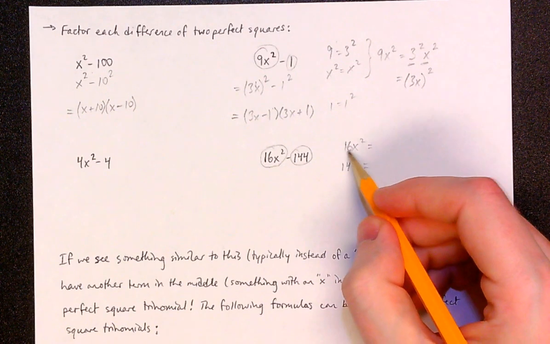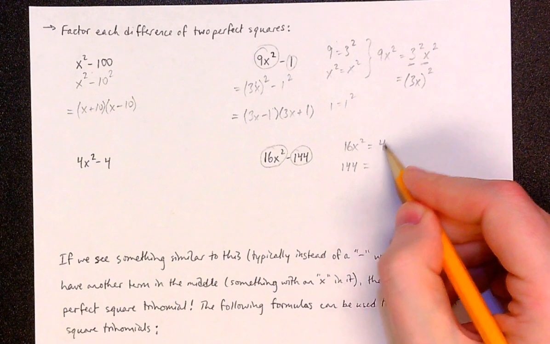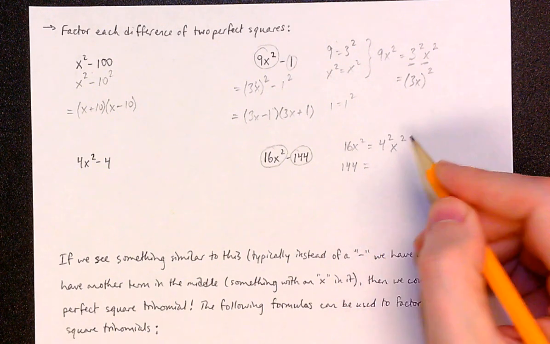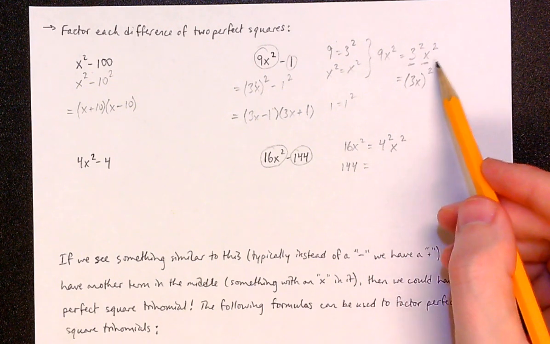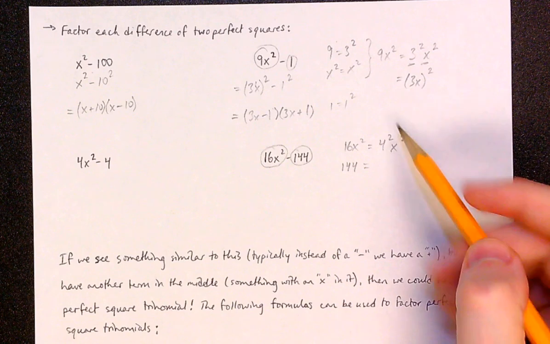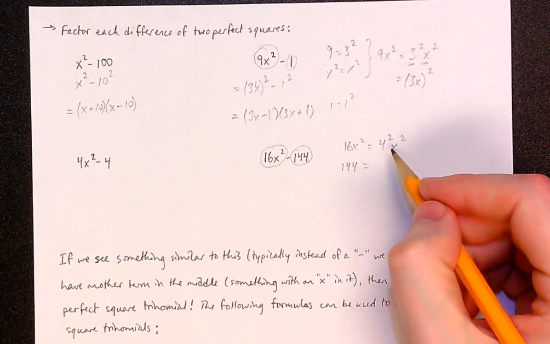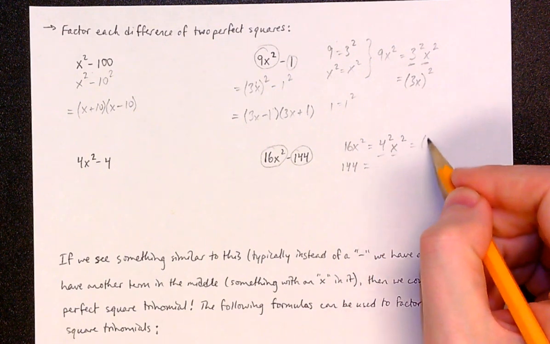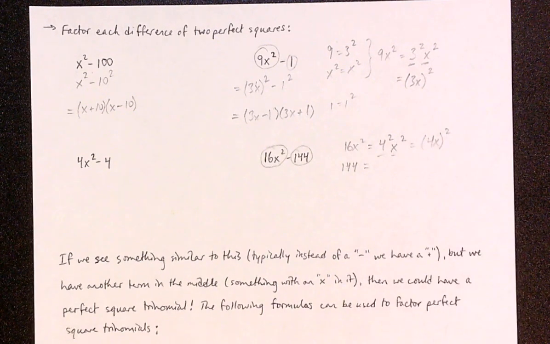Well, 16 is a perfect square. 16 is 4 squared, and x squared is just x squared. So again, using that same property of exponents, I can pull that power of 2 out of these two bases, and we multiply those bases. So it's 4x, that thing, squared.